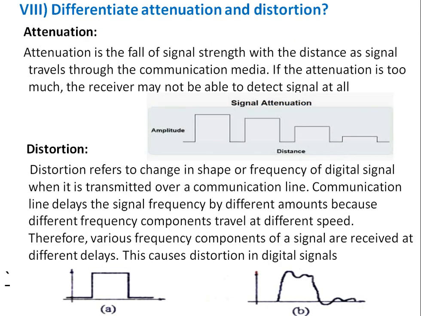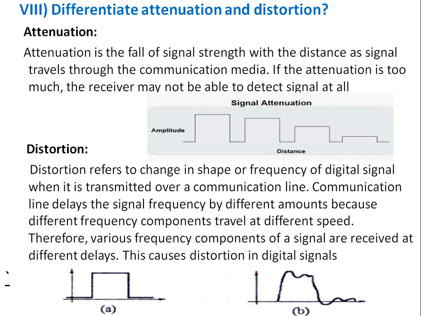Question number 8. Differentiate between attenuation and distortion. Attenuation is a fall of signal strength with the distance as signal travel through the communication media. If the attenuation is too much, the receiver may not be able to detect signal at all.